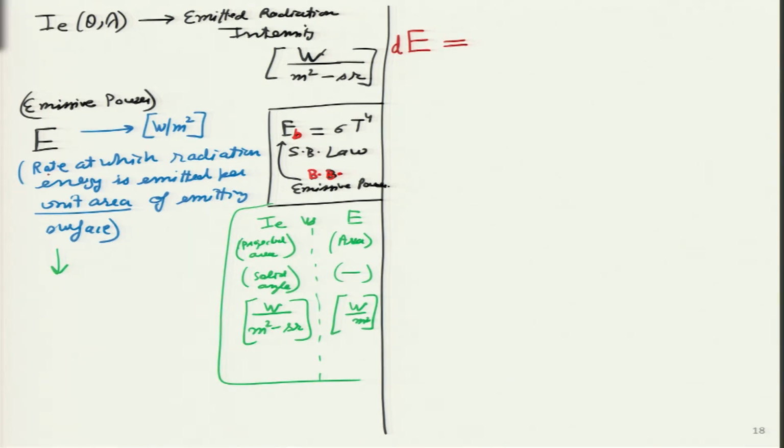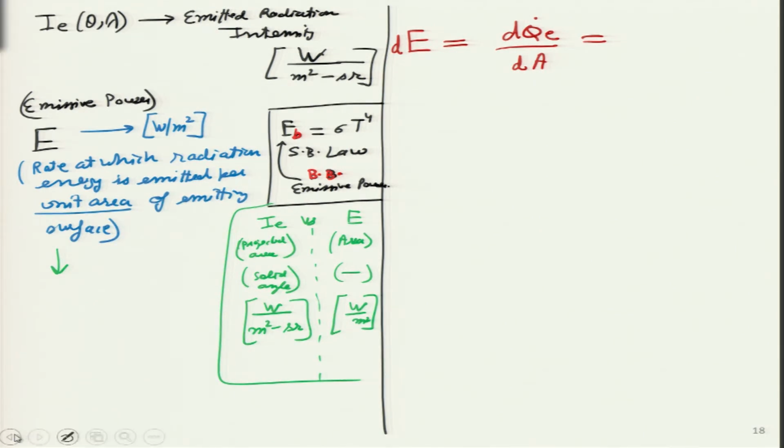So, if you can read from here. In the blue I have written the rate at which radiation energy is emitted, that rate is Q dot E, per unit area of the emitted surface. That is it. It is as simple as this. So, say dE is simply dQ dot divided by dA, right?